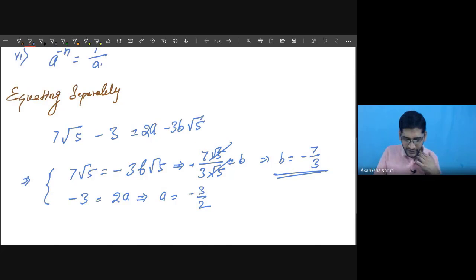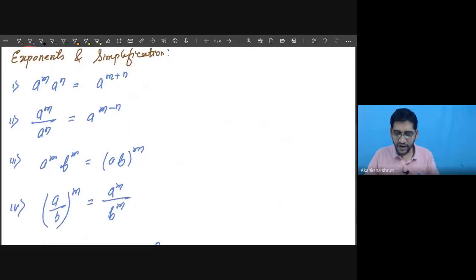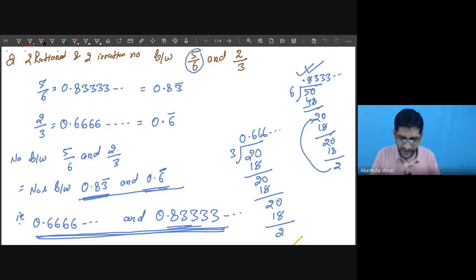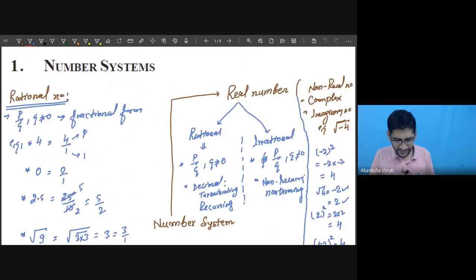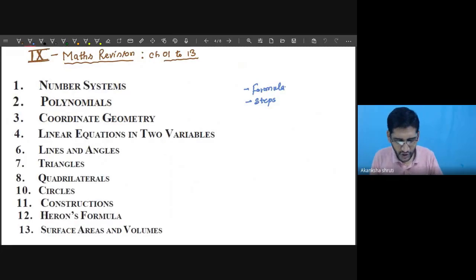So this was all about rational numbers, real numbers, irrational numbers, or the number system. This way we have revised this chapter briefly, considering each and every topic. Now let us go for polynomials.